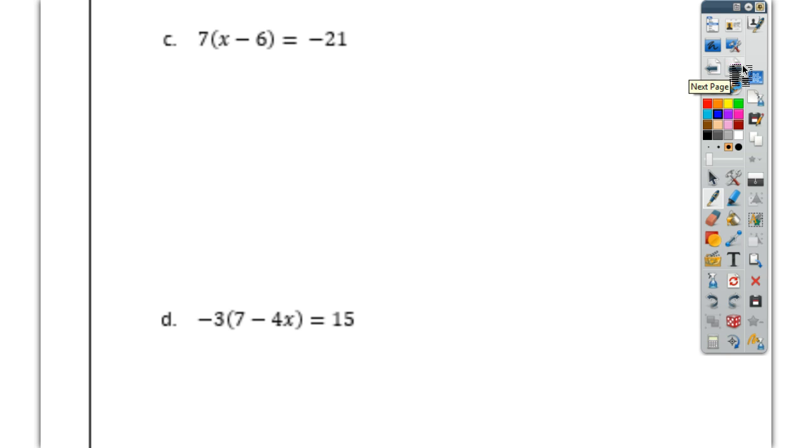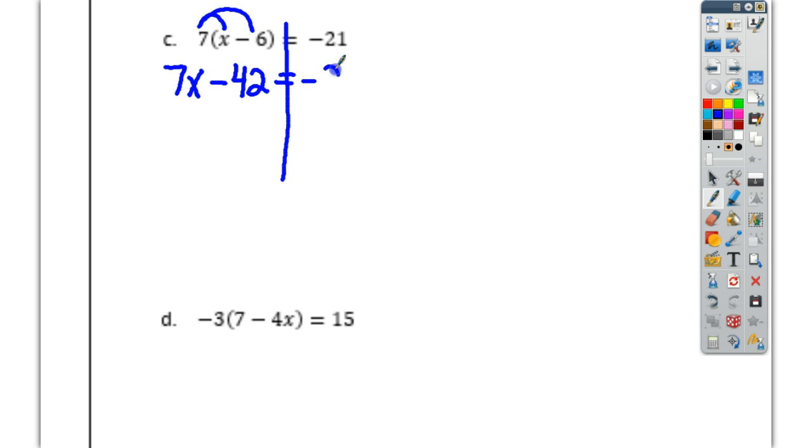C. Draw your line. Let's do the distributive property. 7 times x, 7x. 7 times a negative 6, a negative 42. Equals, bring down my negative 21. No combining of any like terms needed, so Red Rover, send over the 42. The inverse of a negative is a positive.